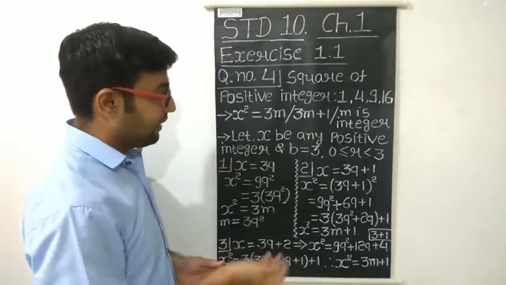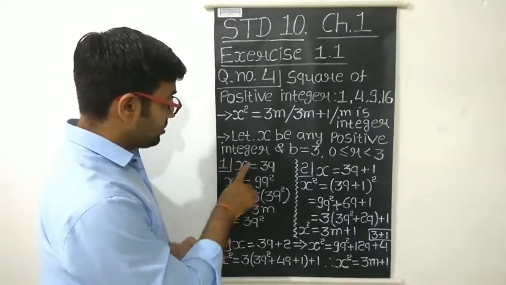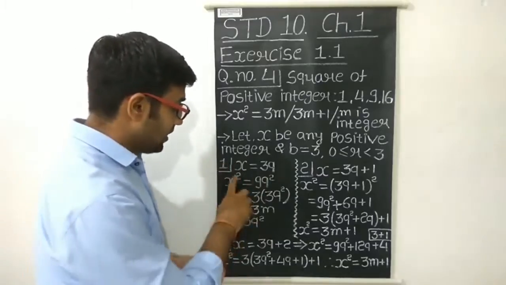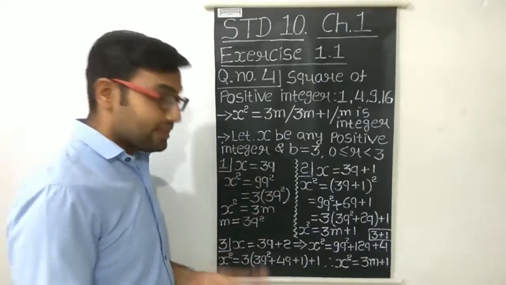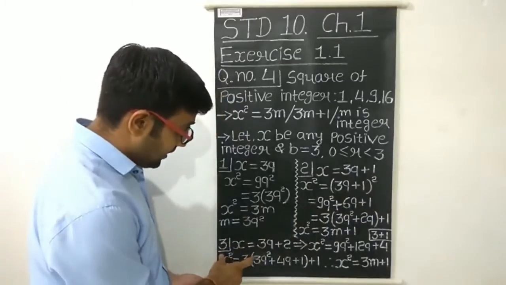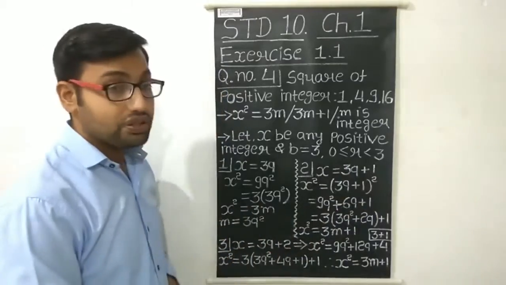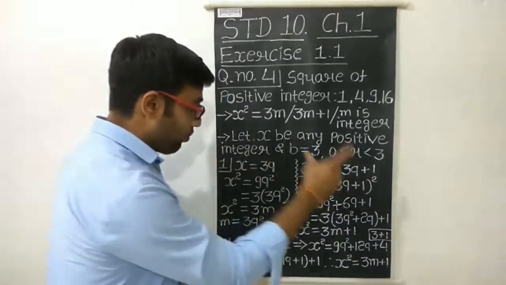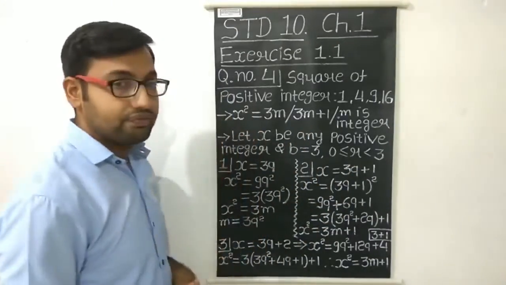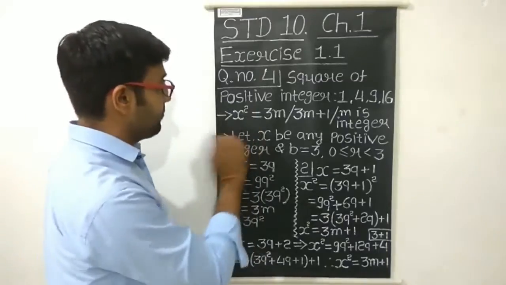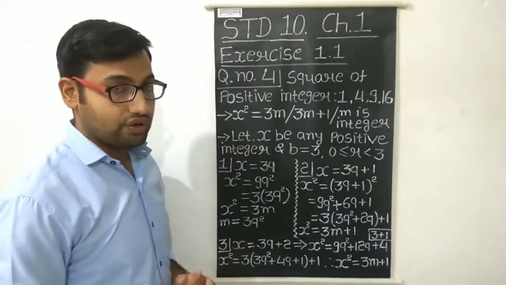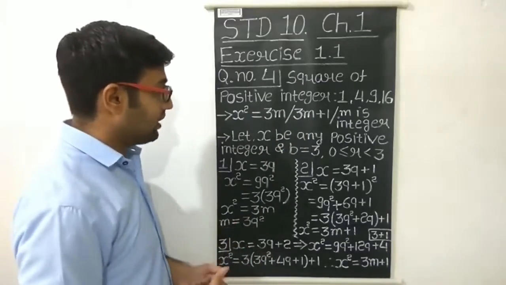So what will happen if we take 0? Then our positive integer becomes 3q. Three possibilities are there. One is x equals 3q. The second possibility is 3q plus 1. And the third possibility is 3q plus 2. For all three possibilities, we have to do the square, because we have to prove that the square of any positive integer is either in the form of 3m or 3m plus 1. So let us check case by case.